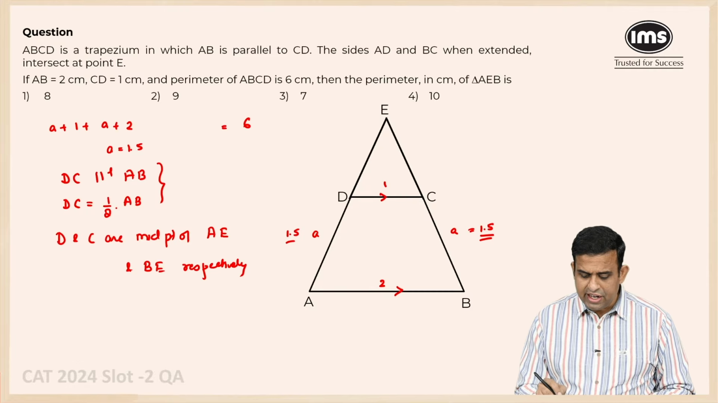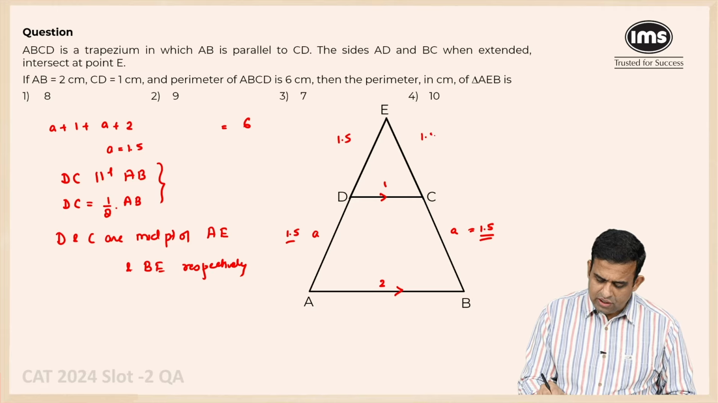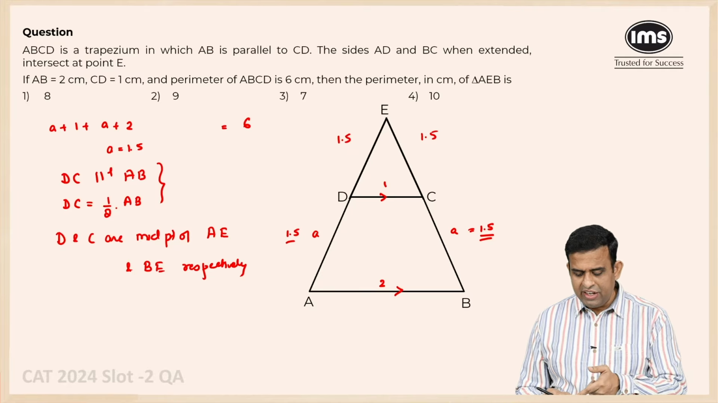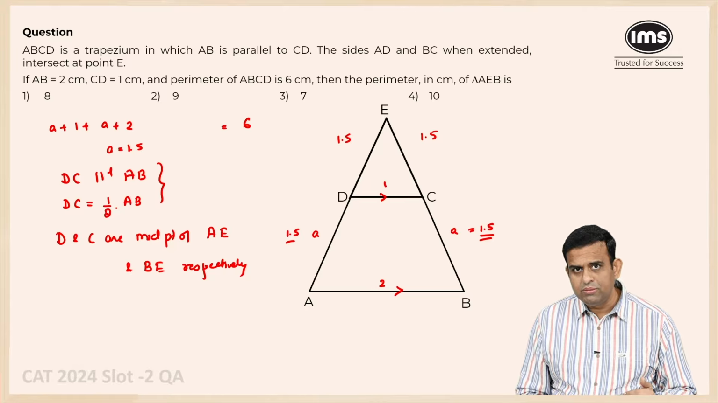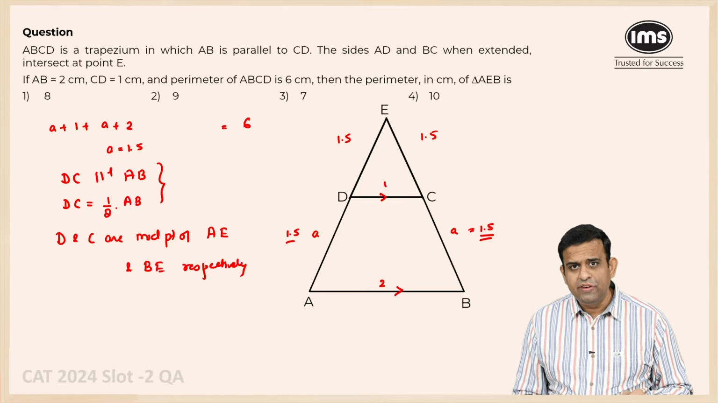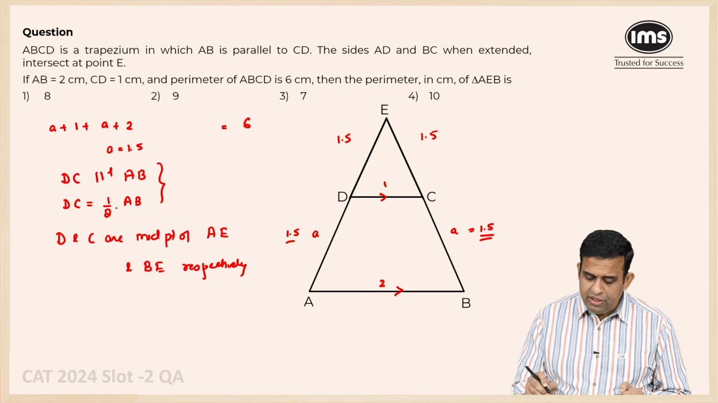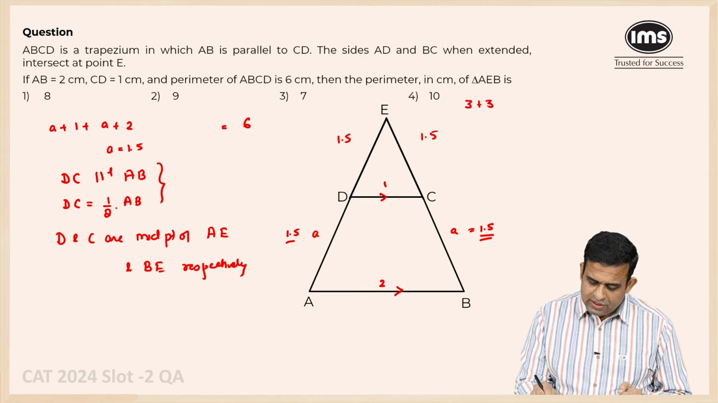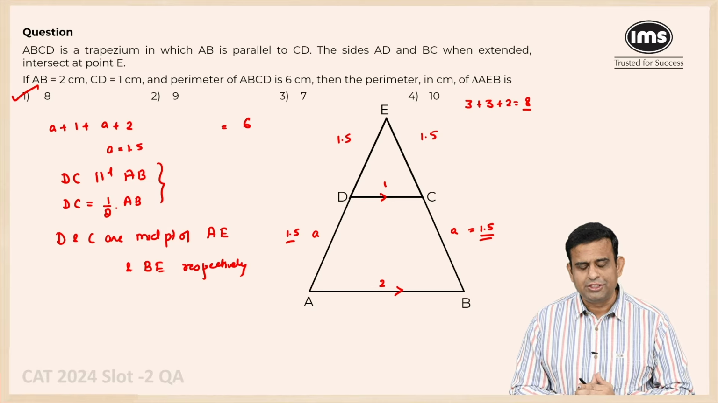If that is the case, I can take the length of DE as 1.5 and CE also as 1.5. So the length of AE now becomes 3. The length of BE also becomes 3. And the length of AB is given to us as 2. And the task was to find the perimeter of the triangle AEB. So 3 plus 3 plus 2 gives you 8. So one should mark option number 1 as the answer for this particular question.